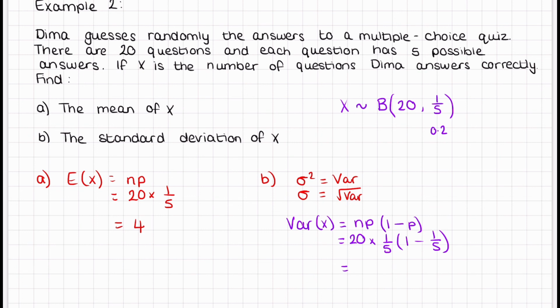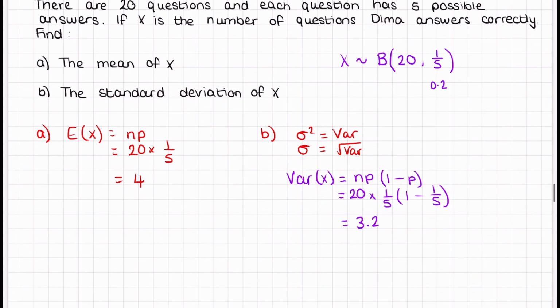And in your calculator, you'll find the answer to this is 3.2. So our variance is 3.2. Now to work out our standard deviation, this is the square root of the variance. So the square root of 3.2, which is 1.79. And that's the end of binomial distributions.